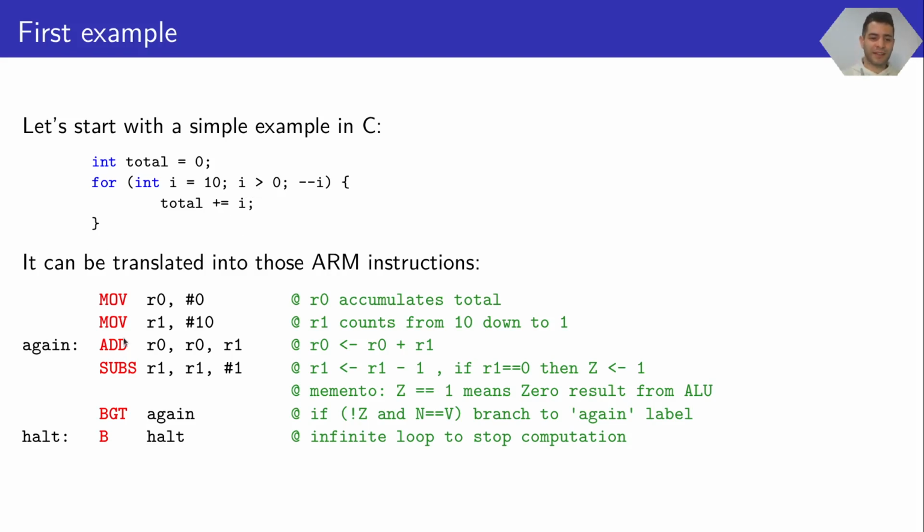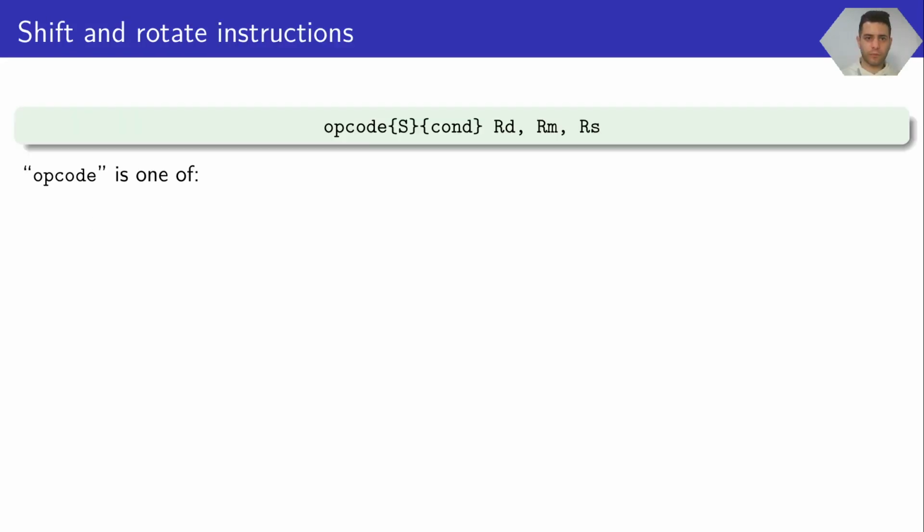So what this means is: perform those actions, update the CPSR register accordingly, and then if such a condition holds, especially if we don't have a 0 result from the ALU, jump to this instruction here. So this is our for loop. In the end, if this condition is no longer true, continue to this instruction, which is an infinite loop. Okay, shift and rotate instructions.